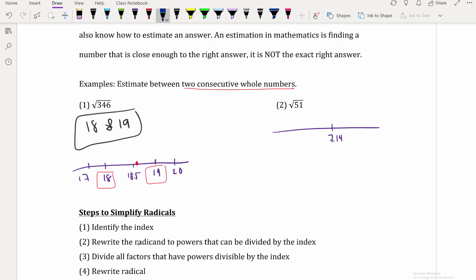So what two numbers is it between? Well, on the lower half I have 7, and on the upper half I have 8. So I'm going to say it's 7 and 8. So the two consecutive whole numbers that the square root of 51 lies between is 7 and 8.